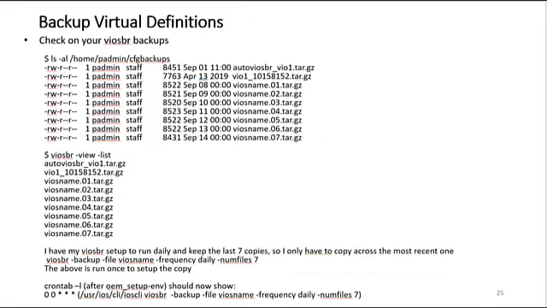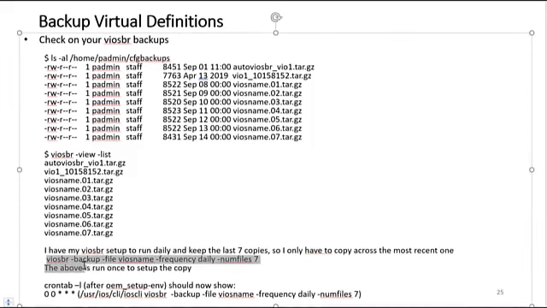So backing up your virtual definitions, you can check whether they're getting backed up by running an ls on /home/padmin/cfgbackups. And you can see here I have a bunch of them, whatever my VIO server .01 through .7. That's because I ran a command to just back it up every day and keep the last 7 copies. And that's what the command is down the bottom of the page here.